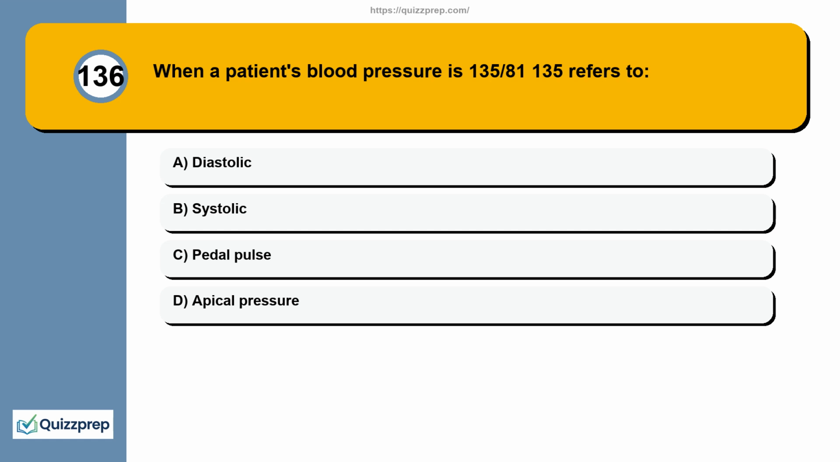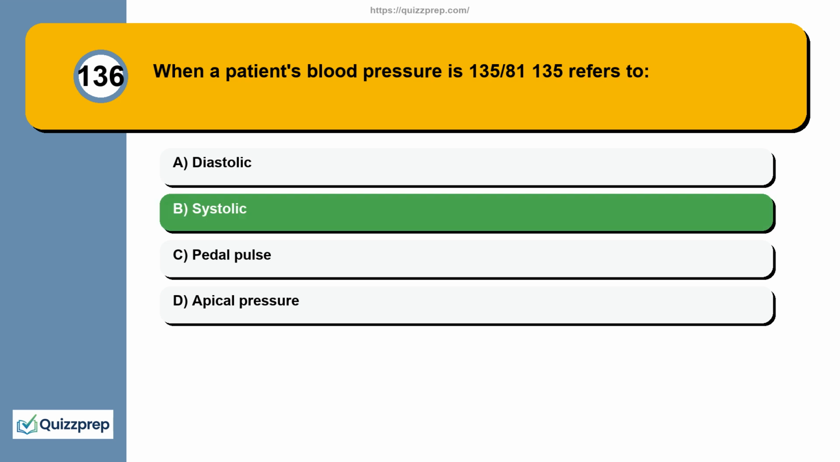Question 136. When a patient's blood pressure is 135/81, 135 refers to option A, diastolic. Option B, systolic. Option C, pedal pulse. Option D, apical pressure. The correct answer is option B, systolic.